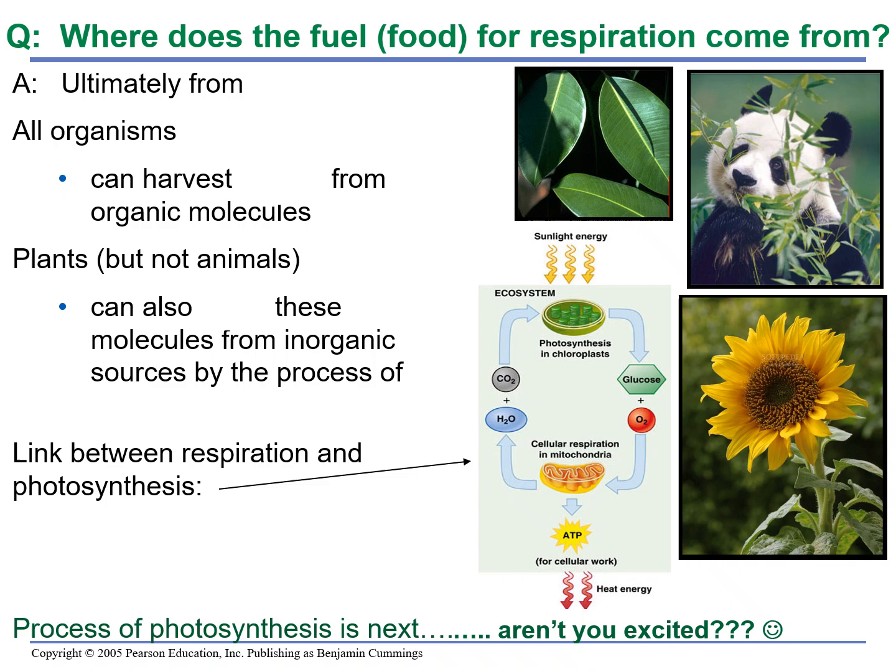So where does the fuel or food for respiration come from? The answer is that it comes from photosynthesis. All organisms can harvest energy from organic molecules. Plants, but not animals, can also make these molecules from inorganic sources by the process of photosynthesis. The link between respiration and photosynthesis is that photosynthesis energizes cellular respiration, and cellular respiration makes photosynthesis possible. The process of photosynthesis is our next unit, so I hope that you're excited for it.